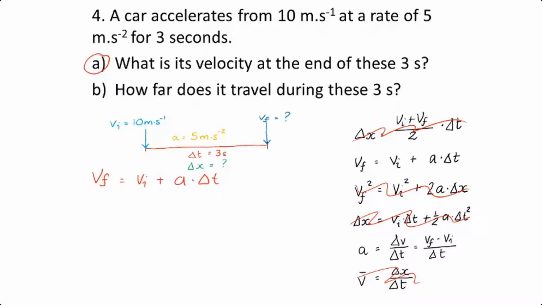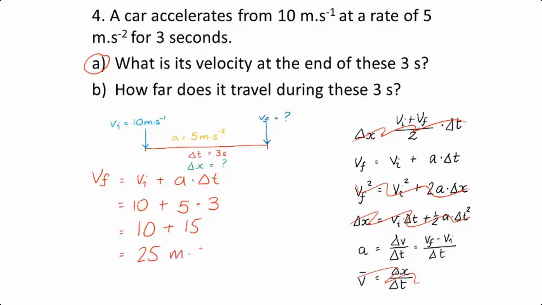We're trying to find V final. V initial is 10 meters per second. Acceleration is 5 meters per second squared. And delta t is 3 seconds. 10 plus 5 times 3 is 15. Gives us 25.